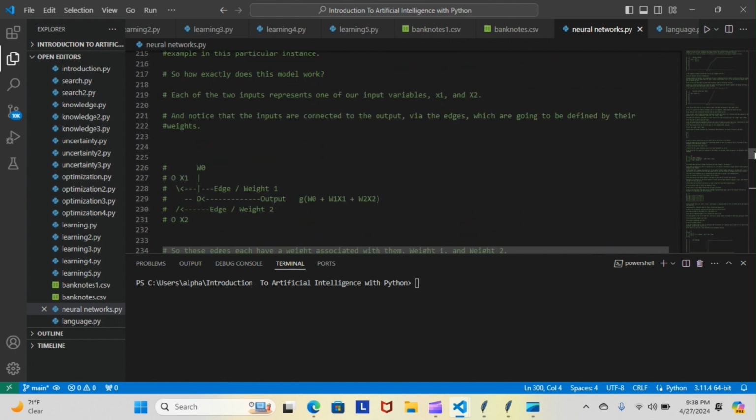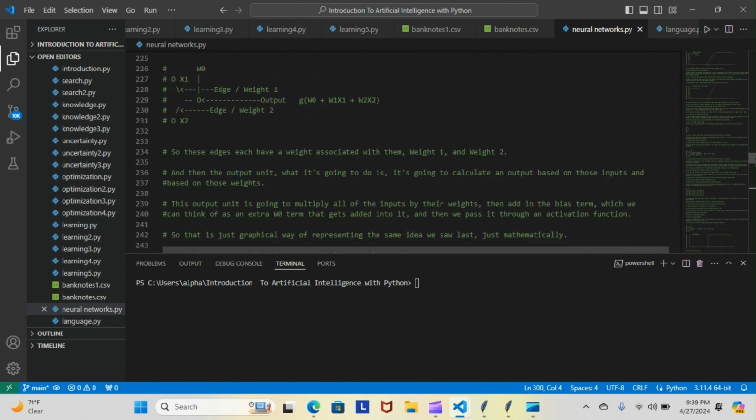So how exactly does this model work? Each of the two inputs represents one of our input variables, x1 and x2, and notice that the inputs are connected to the output via the edges, which are going to be defined by their weights. So here we see we have our two inputs, x1 and x2. These are our edges that connect to our output. And you see this edge has a weight 1, and this edge has a weight 2. And then we have our bias here as weight 0. The activation function adds all that together, weight 0 plus weight 1 x1 plus weight 2 x2.